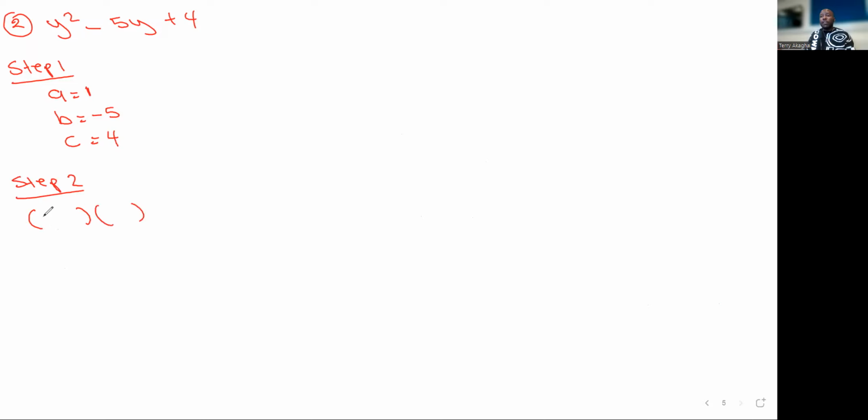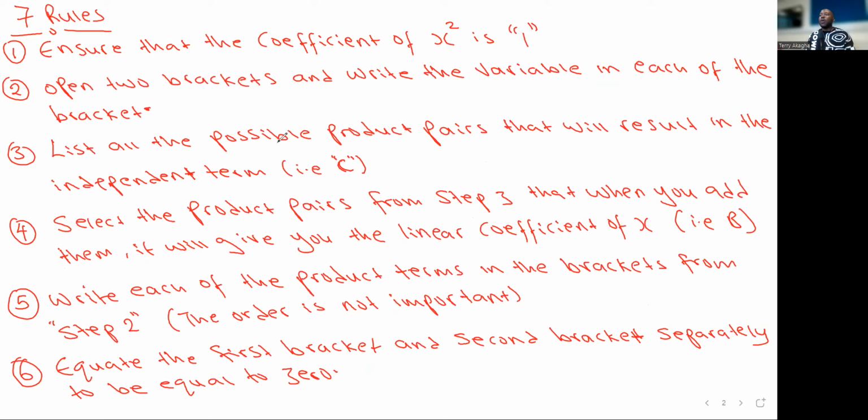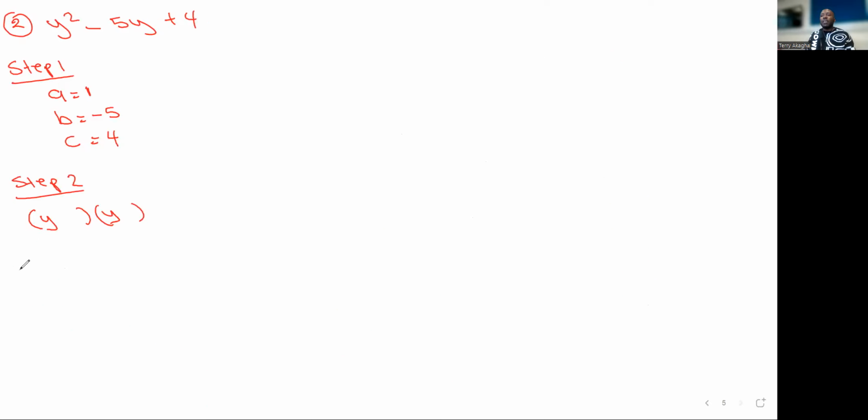So the variable here is y. I'm going to put y here. Then step 3, we have to select all the possible product pairs that will result in the independent term. All right, so that is the C. So our C, that's step 3. Our C is equal to what?